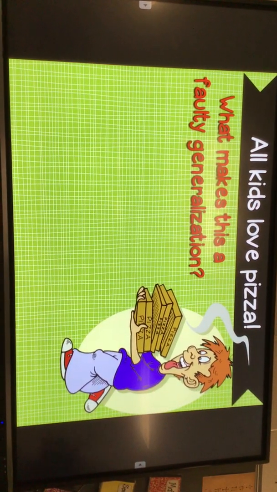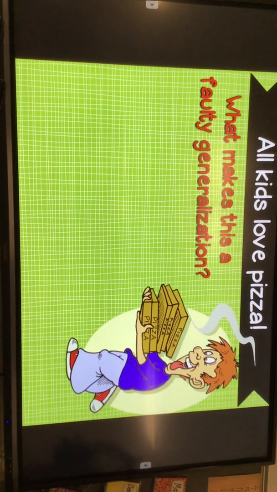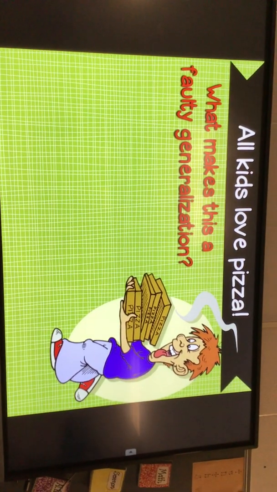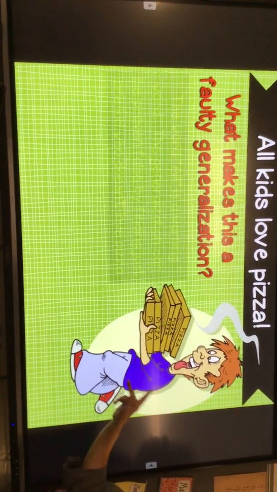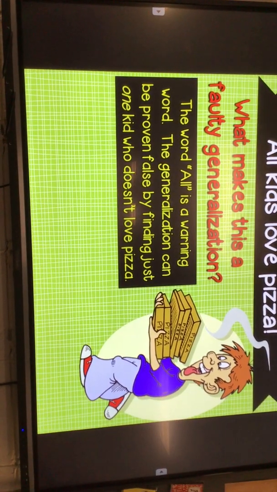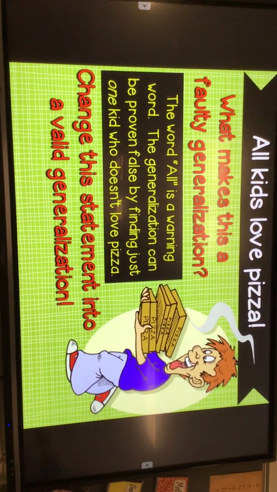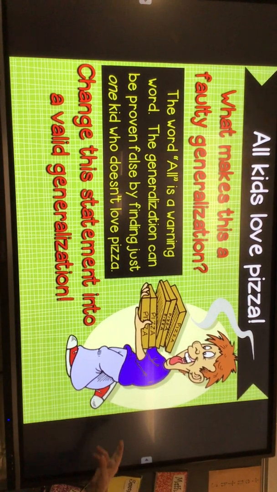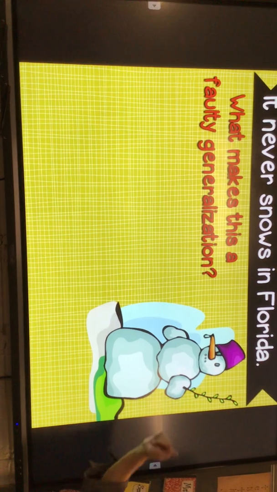All right. All kids love pizza. What makes this faulty? Give me the word. Ready. All. Because that means if we can find one person that doesn't like it, then we can change it. So the word "all" is a warning word. The generalization can be proven false by finding just one person that doesn't like pizza. Now, how can we change it to a valid generalization? Many kids love pizza. Y'all are doing great. Or most kids, that would be another way to change it.